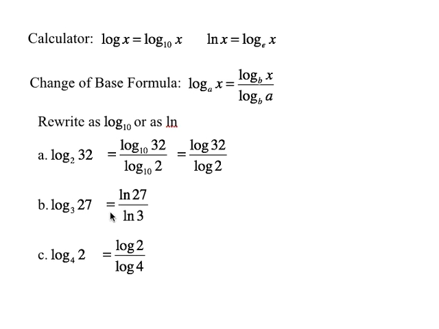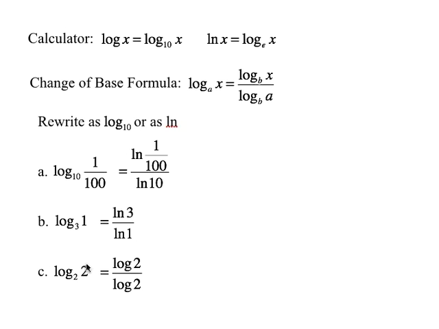Let's try another. It's log base 3 of 27. I could just write the natural log of 27 over the natural log of 3. That would give us the same exact answer as log of 27 over log of 3. And again, here, this is just the log of 2 over the log of 4. And that's how you would use the change of base formula.